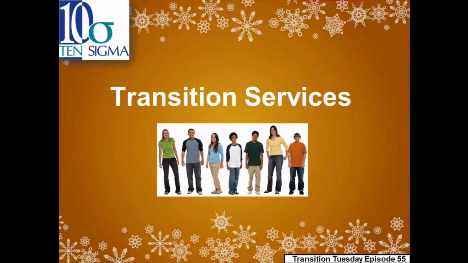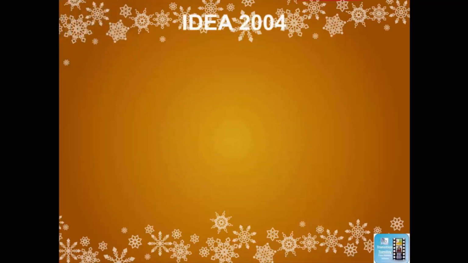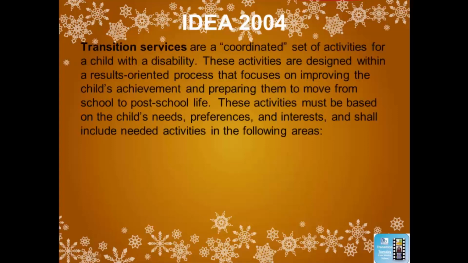Transition services. So let's talk about what this section in the IEP is all about. First, let's start with IDEA 2004's definition of transition services. Transition services are a coordinated set of activities for a child with a disability. These activities are designed within a results-oriented process that focuses on improving the child's achievement and preparing them to move from school to post-school life.